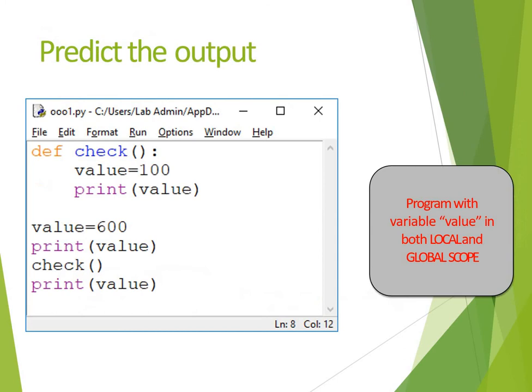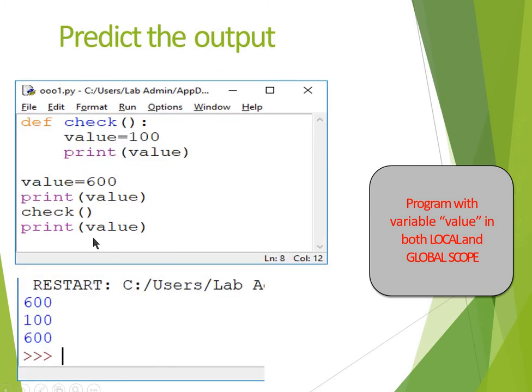Now just predict the outputs for this. The name of the function is check: value is equal to 100, print value. In the main program the same variable is used: value is equal to 600, print value, check, print value. So the program is this. When you run the program, look very carefully, we'll start executing from the main. First value is equal to 600, and we are asking to print value. So first 600 will be printed.